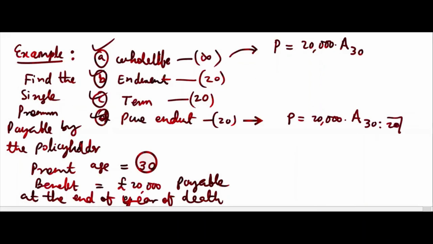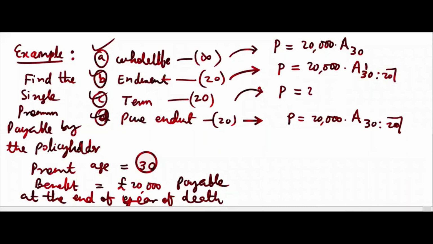Then how to see the table and find the values, a lot of things are there. We'll discuss in the next class, but I'm writing only the equation. A_30 is available in the table. Whether this is available or not, if these are available, some are available, some are not available. We'll discuss in the next class. P will be, in this case, 20,000 A^1_30:20. And in this case, it will be 20,000 A_30:20 here.